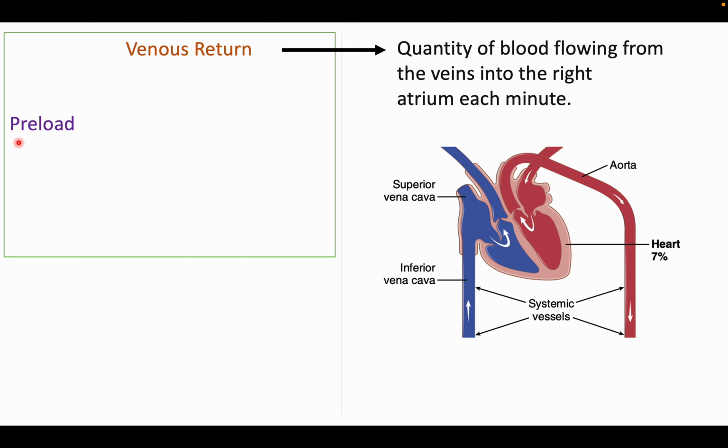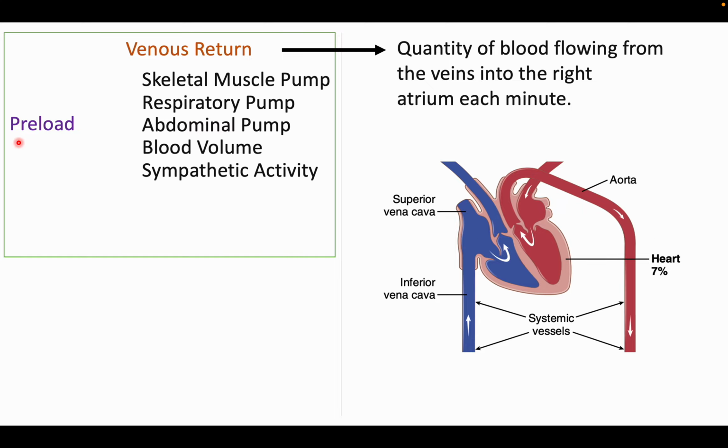affect cardiac output. These are the factors like skeletal muscle pump, respiratory pump, abdominal pump, blood volume, and sympathetic activities. These are the factors which can affect venous return. We will see each factor one by one.